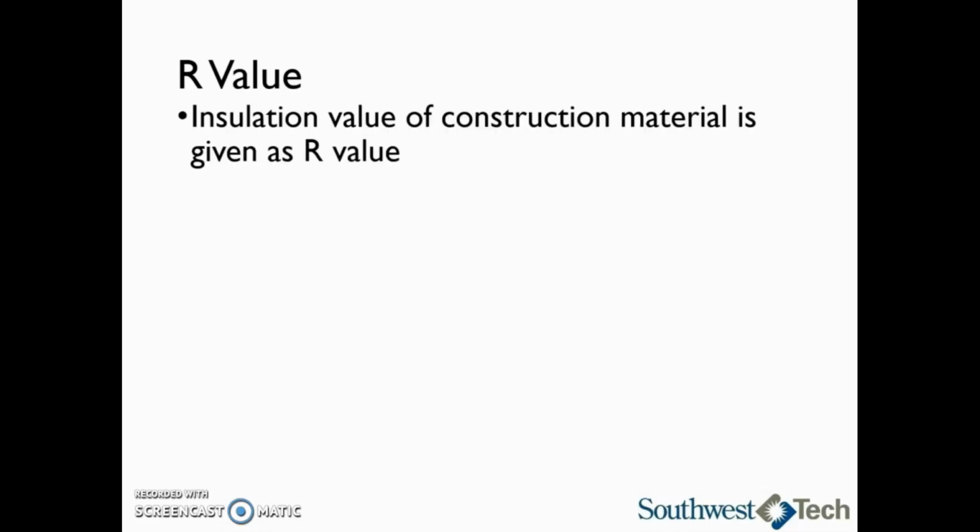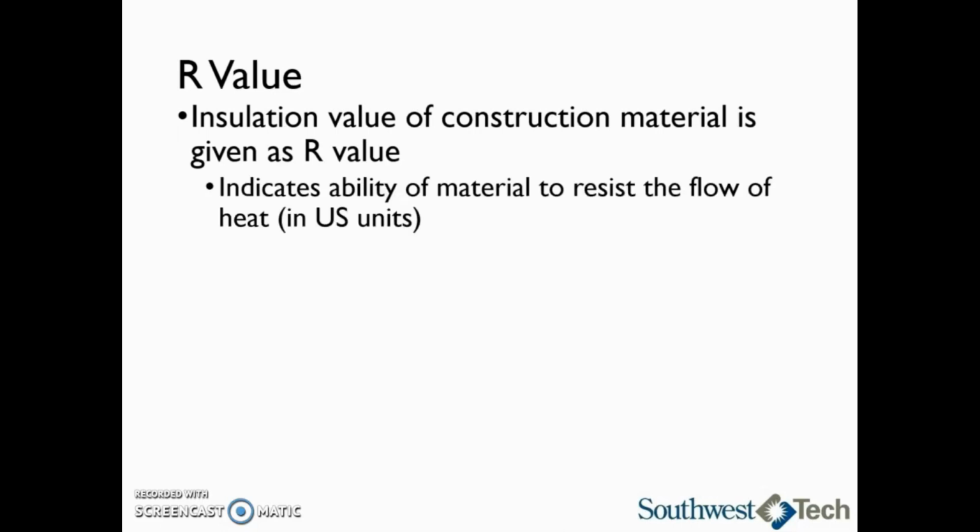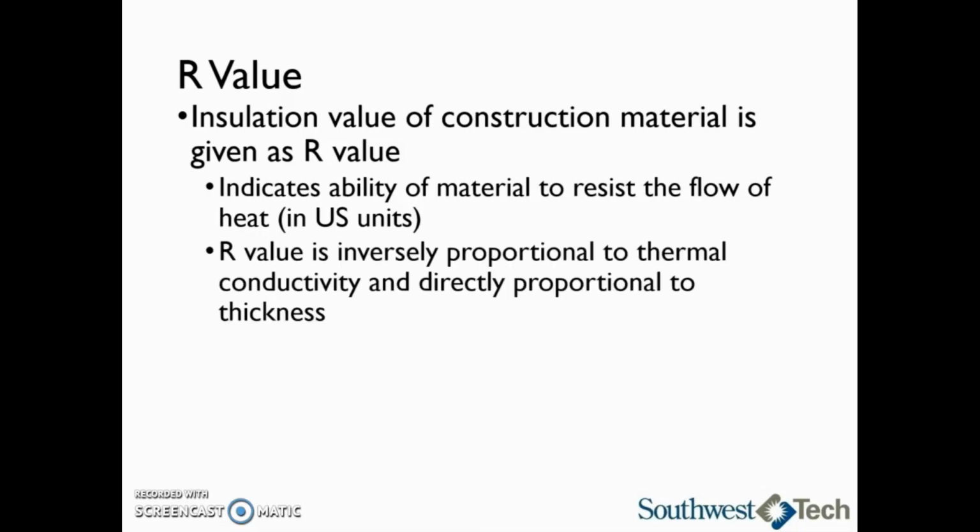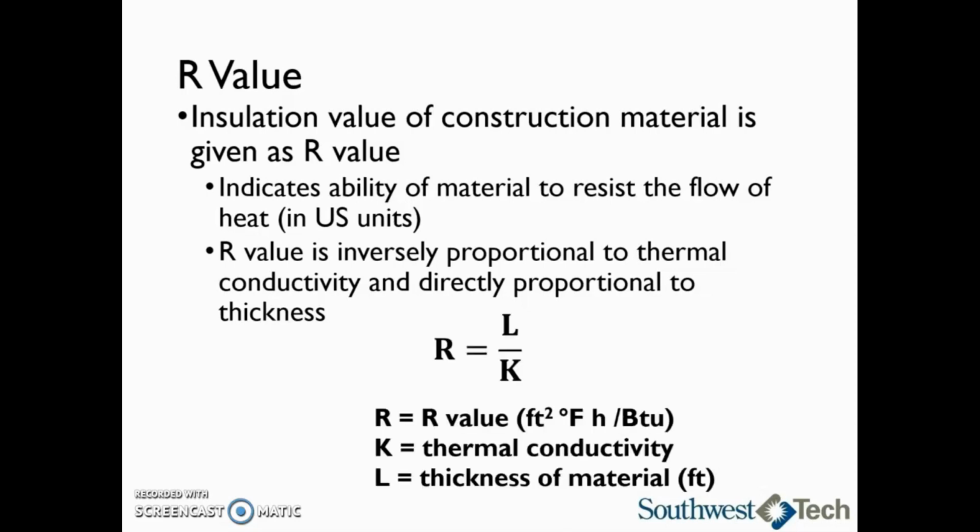If you have ever installed insulation as a home remodeling project, you know that the insulation value of construction material is given as an R value. This indicates the ability of a material to resist the flow of heat in US units or English units. The R value is inversely proportional to thermal conductivity and directly proportional to the thickness. The R value is found by taking L, the thickness, divided by K, the thermal conductivity. The units for the R value are a little odd. They are square feet, degrees Fahrenheit, hours per BTU.